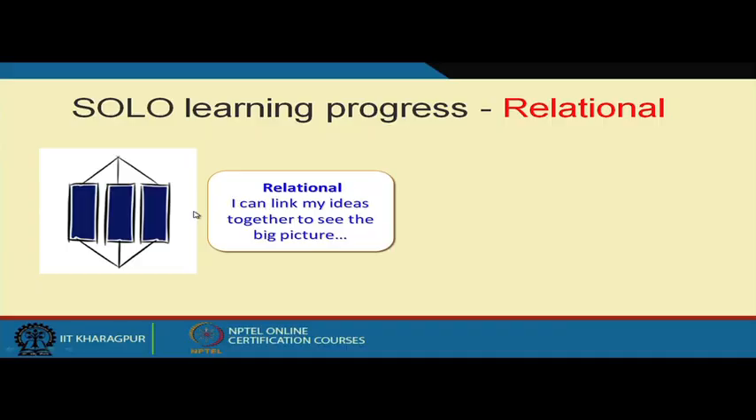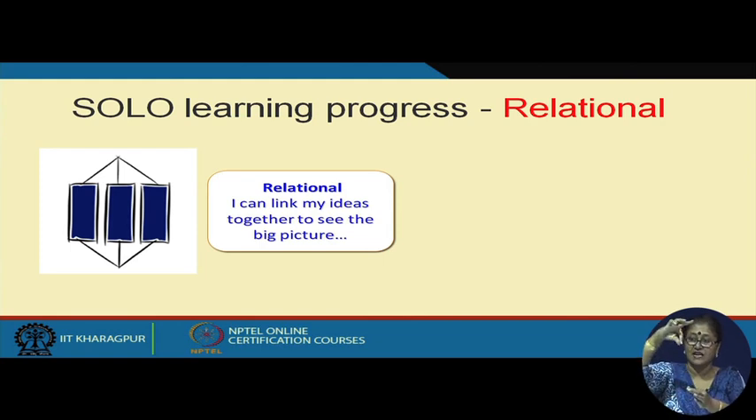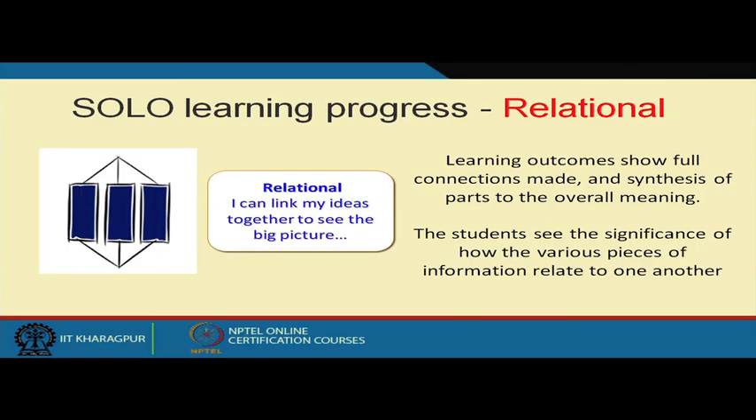But at the relational level, there is that one relation that the students can do. So, I can link my ideas together to see the big picture. You can understand that when they can link the unistructural and multistructural ideas, it is in the relational level. So, learning outcomes show full connection made and synthesis of the parts into the overall meaning.